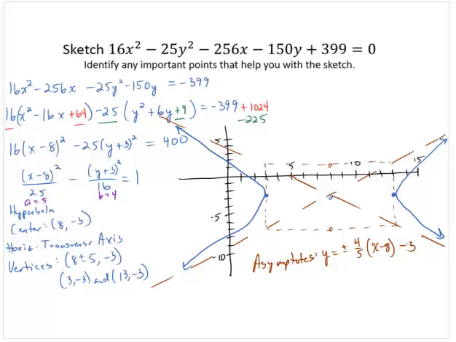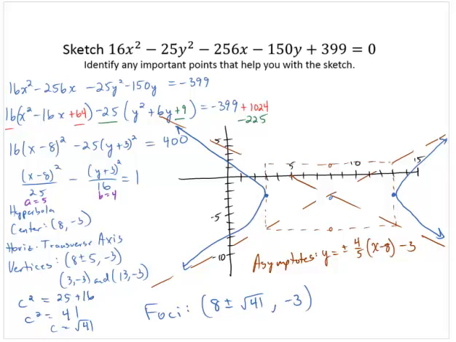Let's find the foci. Notice that the c value is given by c squared equals a squared plus b squared, so that would be 25 plus 16. C squared is 41, which means that c is the square root of 41, which is between 6 and 7. So from the center, I would have to move left square root of 41 or right square root of 41. So then the foci are defined as 8 plus or minus the square root of 41, comma, -3.